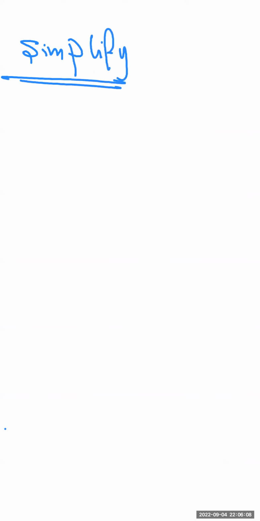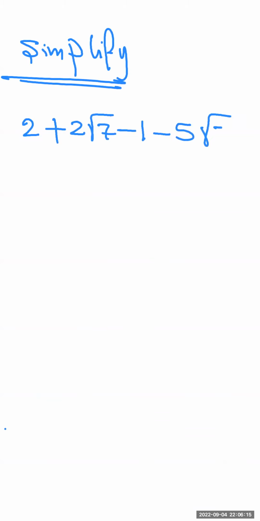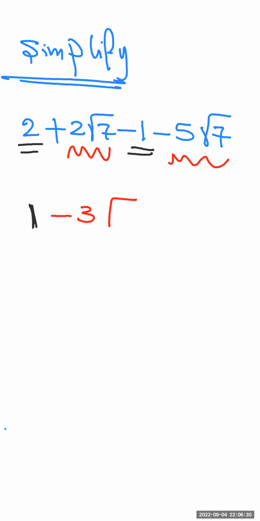2 plus 2 square root of 7 minus 1 minus 5 square root of 7. Okay, it's very easy. The numbers: 2 minus 1 is 1. Then 2 square root of 7 minus 5 square root of 7, 2 minus 5 is minus 3, so minus 3 square root of 7. I'm done. Finished.